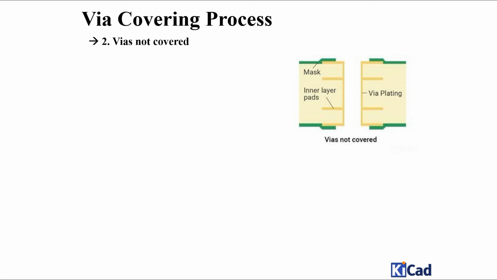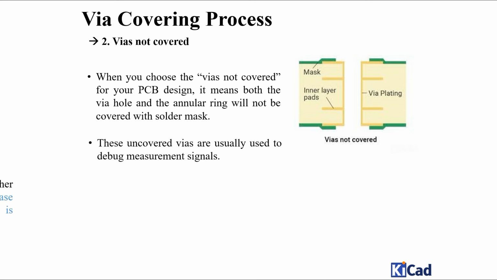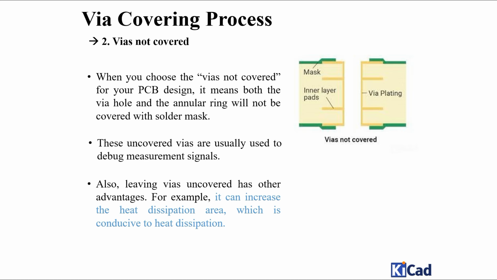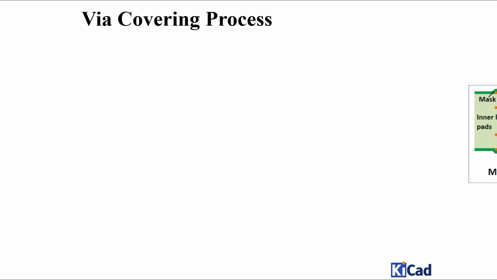The next is via not covered, which means uncovered vias. When you choose the via not covered for your PCB design, it means both the via hole and the annular ring will not be covered with the solder mask. These uncovered vias are usually used to debug the measurement signals. Also, leaving vias uncovered has other advantages. For example, it can increase the heat dissipation area, which is conducive to heat dissipation. The problem with this uncovered via is that it is easy to cause a short circuit.